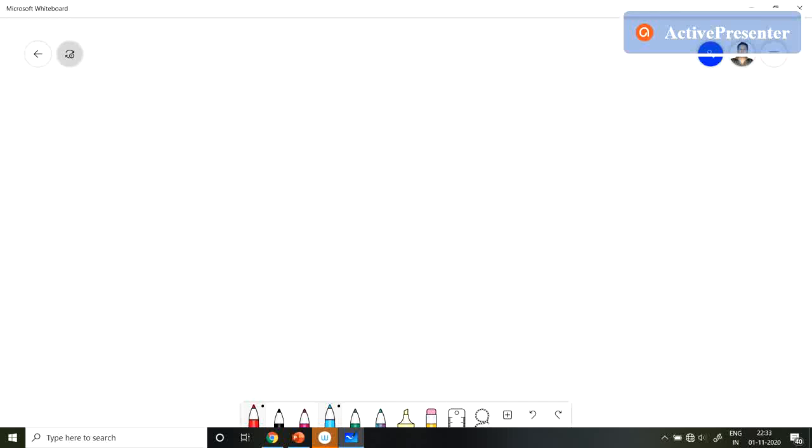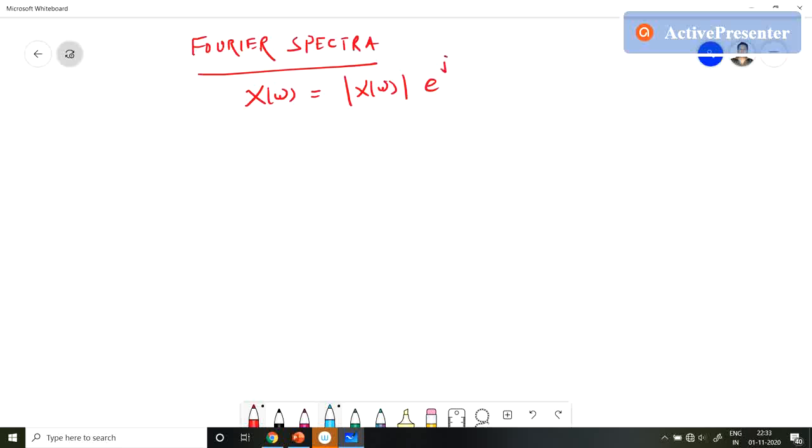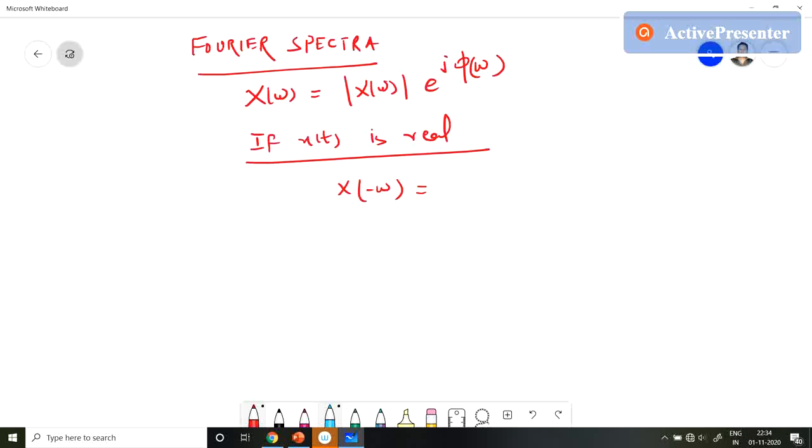So let us discuss the Fourier spectra. We have X(omega) equals modulus of X(omega) e raised to the power j phi(omega). So basically if x(t) is real, then what are we going to get? We are going to get that X(minus omega) is equal to X conjugate of omega. So this is the first relation we get: X(minus omega) equals X conjugate(omega) when x(t) is real.